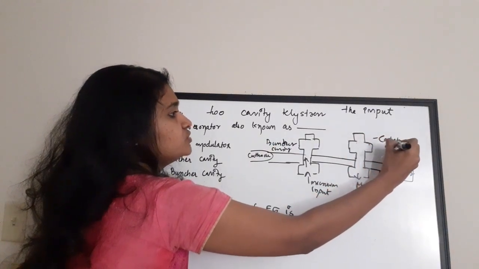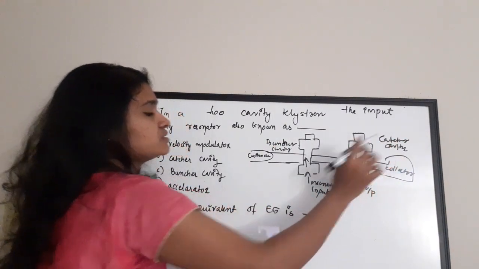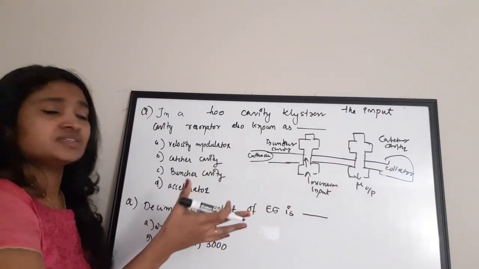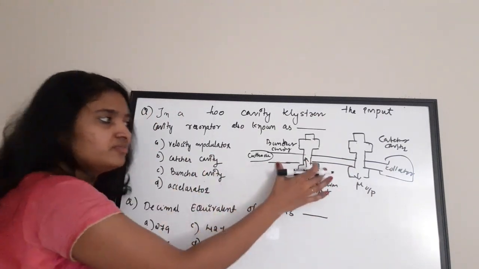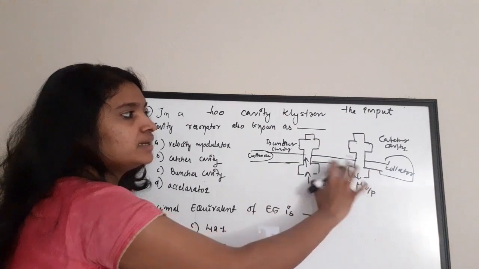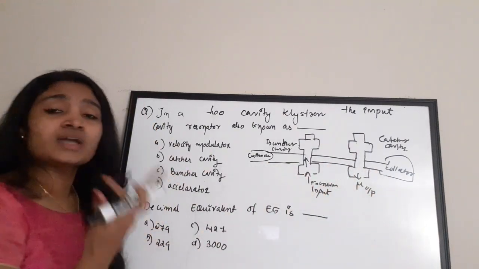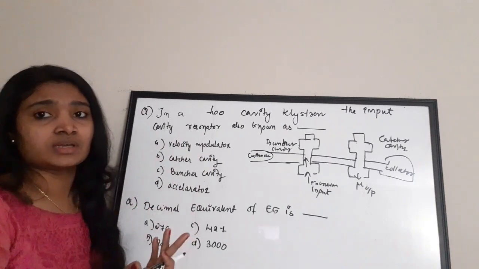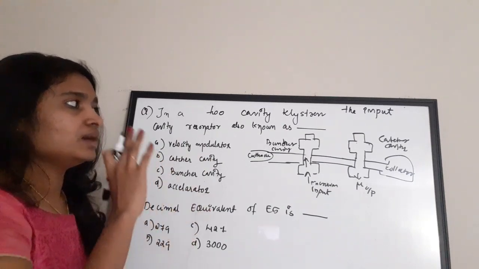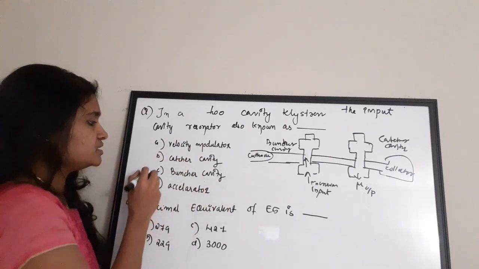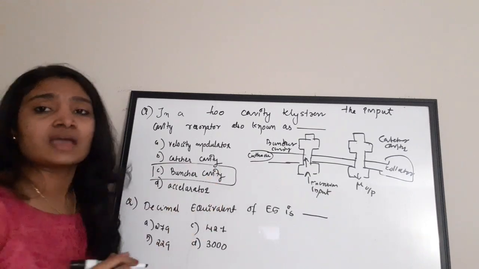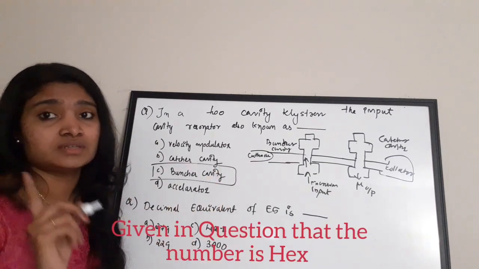So you should be familiar with the simple structure. I hope this is easy to remember, right? Bunching the electrons here, collecting the electrons here in the catcher cavity. So there are two cavities, buncher cavity and catcher cavity. Okay, so that is the answer for this question. And the answer is option C, which is buncher cavity is the input cavity resonator's name.